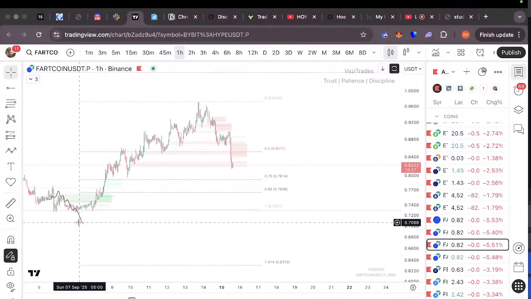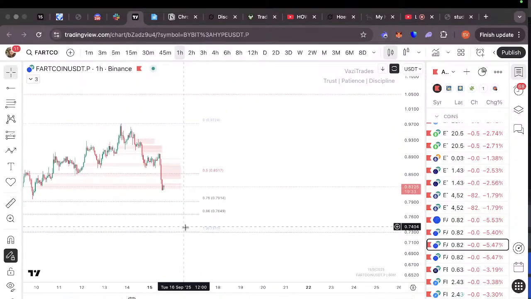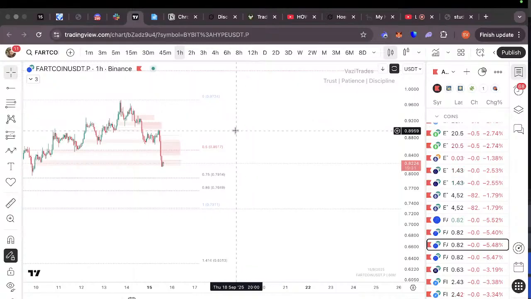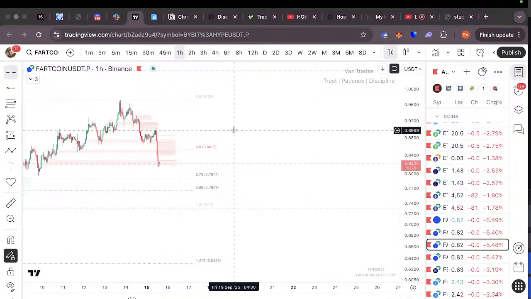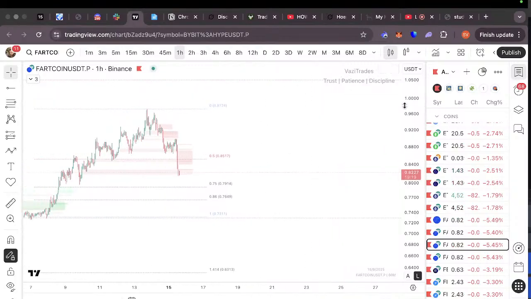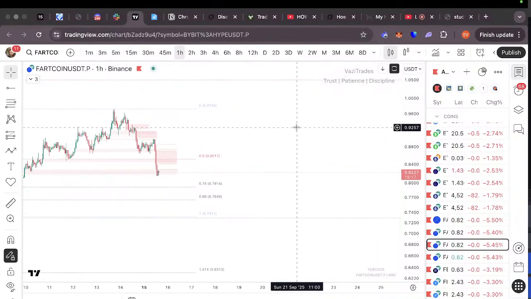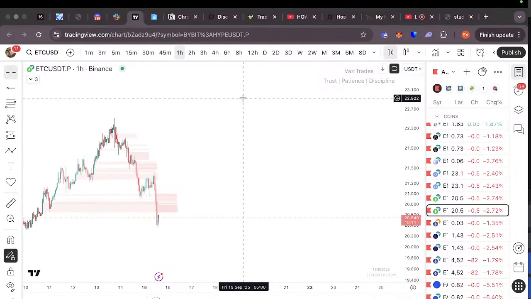Otherwise, of course, such a strong drop. If price loses this level and we expect such a strong drop, it means that on all altcoins we will see such a strong drop, just short until the next very strong support levels. That's it. There's nothing complicated.